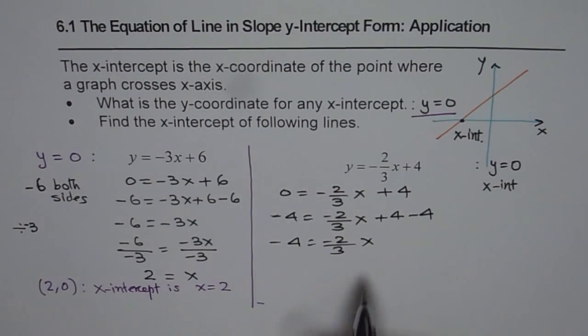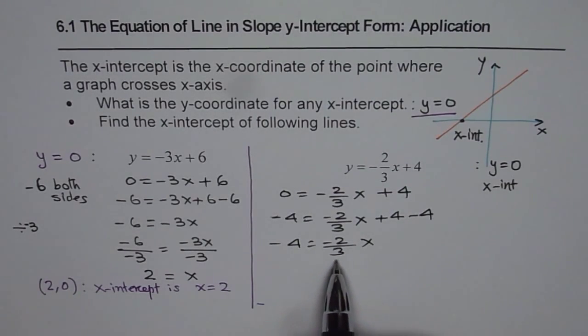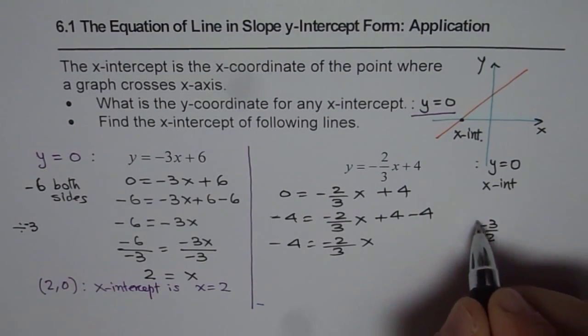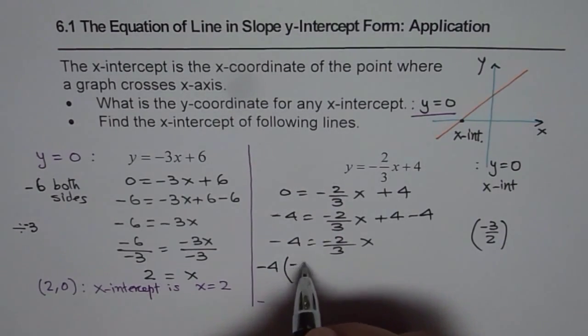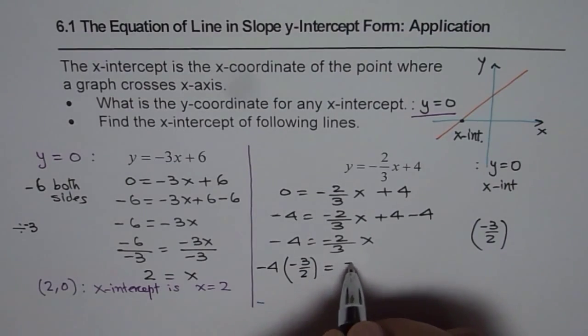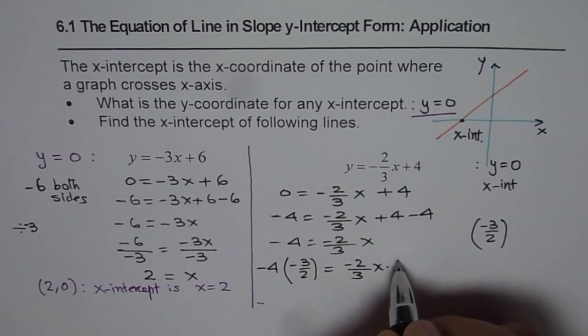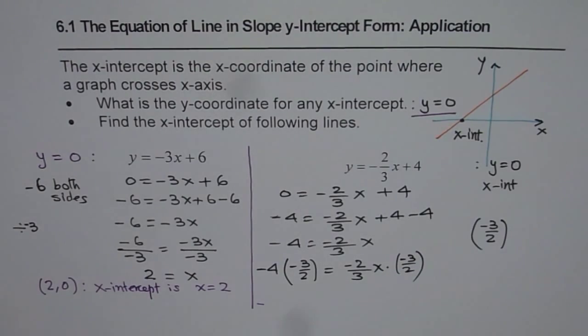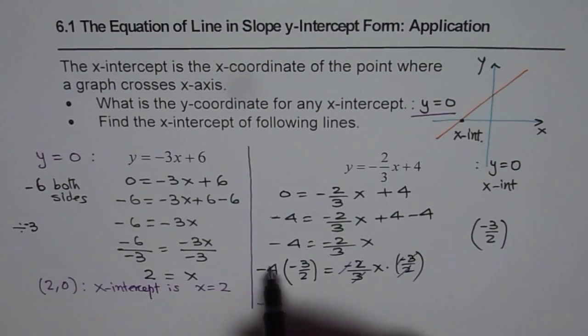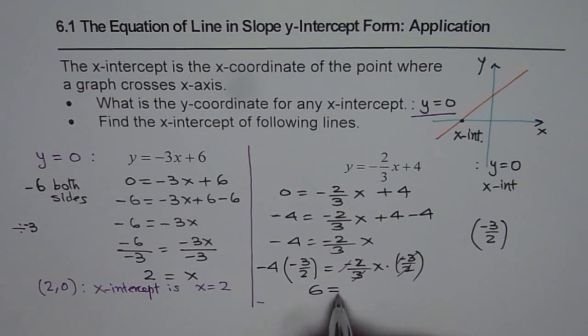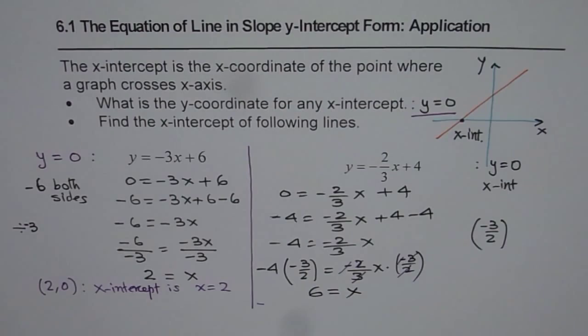3x, correct? To find x, we should multiply by minus 3 over 2, correct? So we'll multiply by this on both sides. So we have minus 4 times minus 3 over 2 equals minus 2 over 3x times minus 3 over 2, correct? So if you see, 3 and 3 cancel, 2 cancels, and minus becomes plus. We are left with x here, correct? On this side, minus and minus is plus, so we get plus 12 divided by 2, which is 6. So we get 6 equals x. So in this case, the x-intercept is 6.